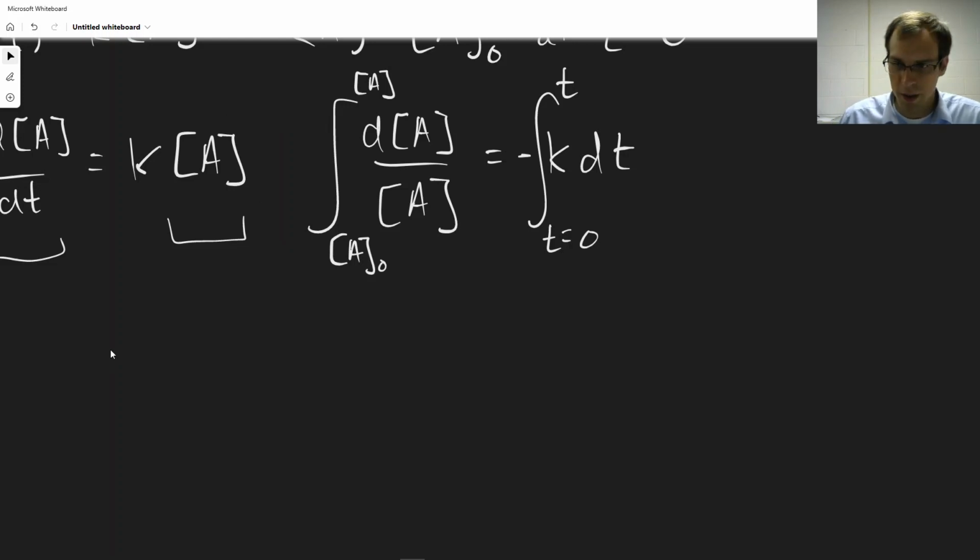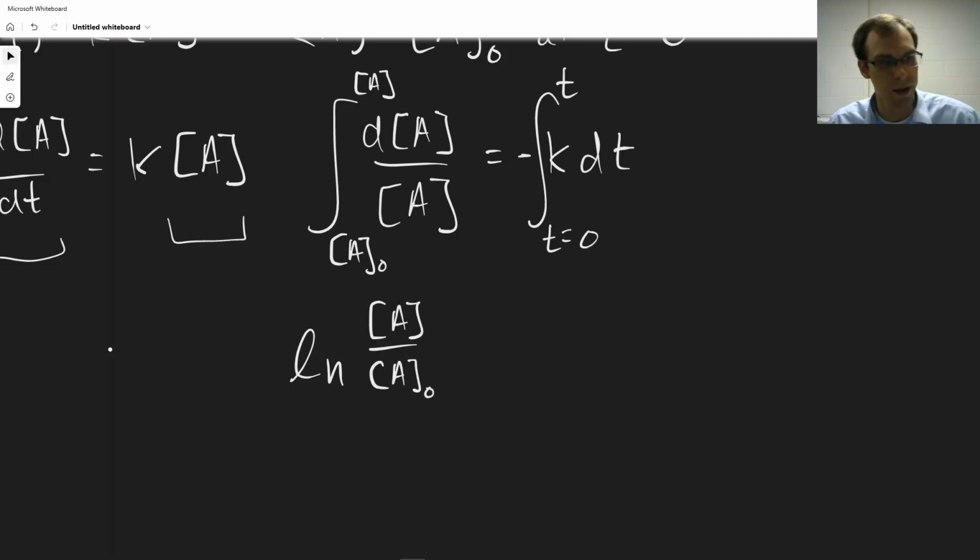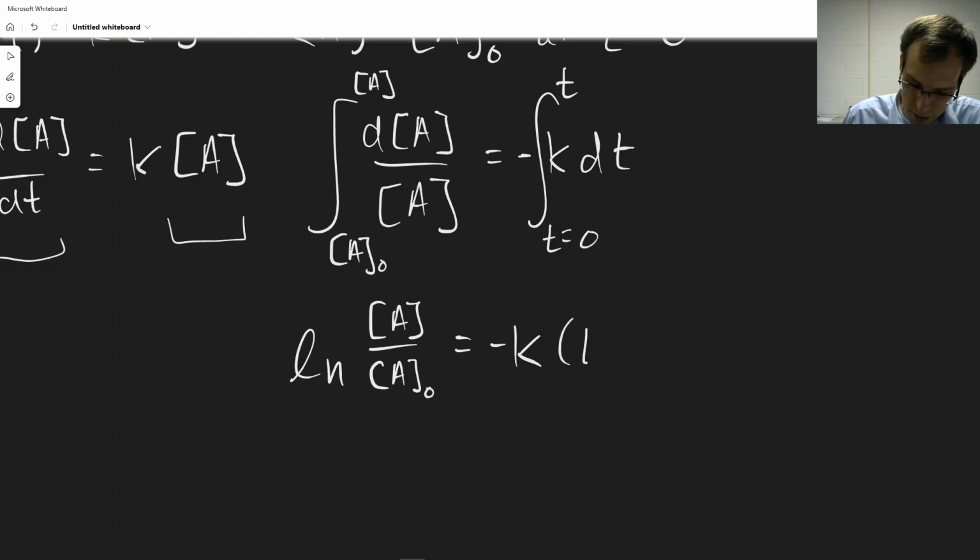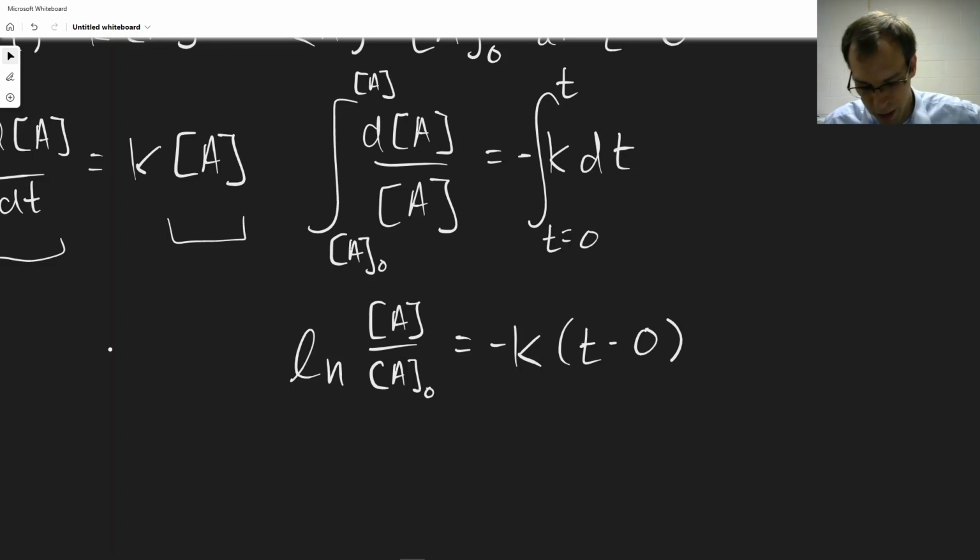Okay, so the integral on the left, we're going to 1 over x. We've integrated this a bunch of times in this class. So that'll give us the natural log of A over A naught, concentration of A over concentration of A naught. So that's an integral we've seen a few times. And the integral on the right is pretty straightforward, just an integral of a constant. So we will get minus k times t minus t equals 0, which is 0. So we can say that natural log of A over A naught equals minus kt.